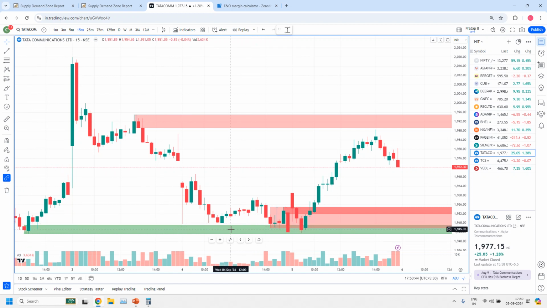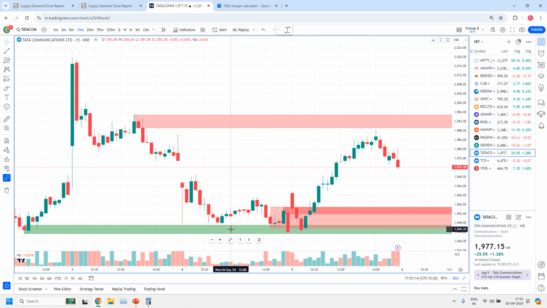Trend change zone means an existing zone which is responsible for the trend change. So that's why I have given the names trend change origin and trend change zone. That means these zones changed the trend at some point of time in the past or maybe present.